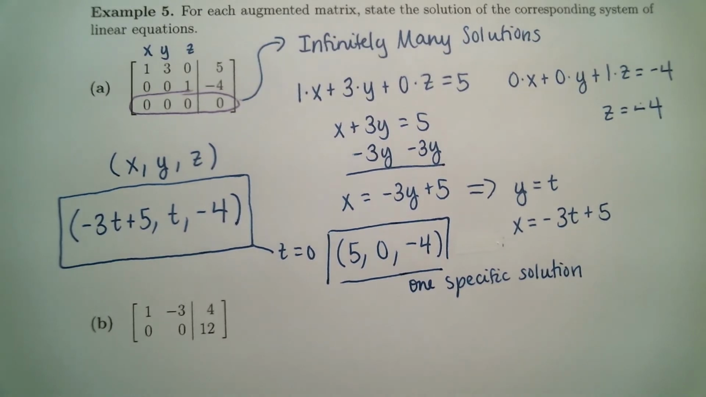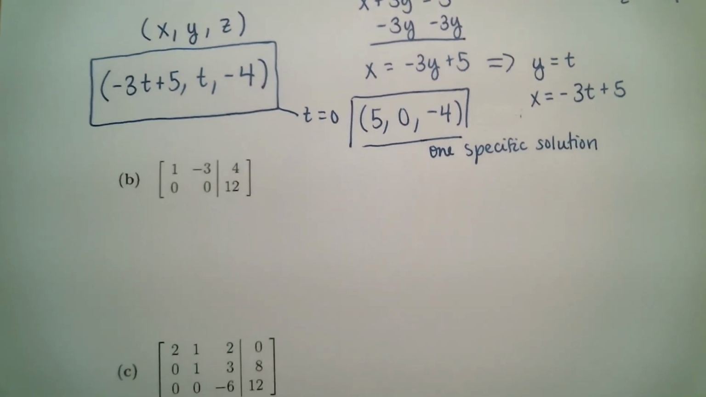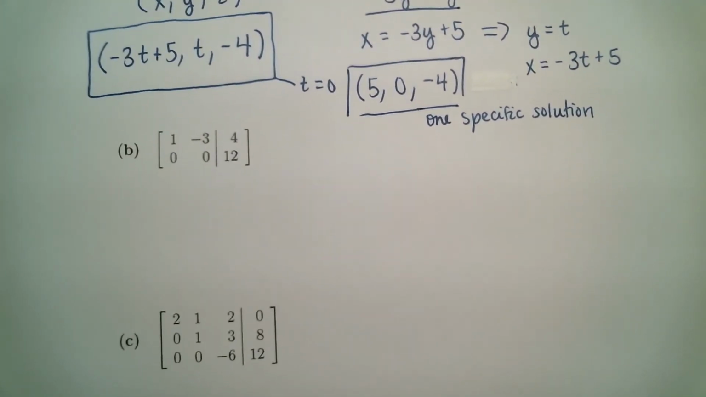Again, the whole point of this problem was to be kind of a time saver where you didn't have to do the Gauss-Jordan elimination all the way out. This was like a final matrix, and you saw that row of zeros, and you interpreted it as infinitely many solutions. All right, let's take a look at the matrix in part B.